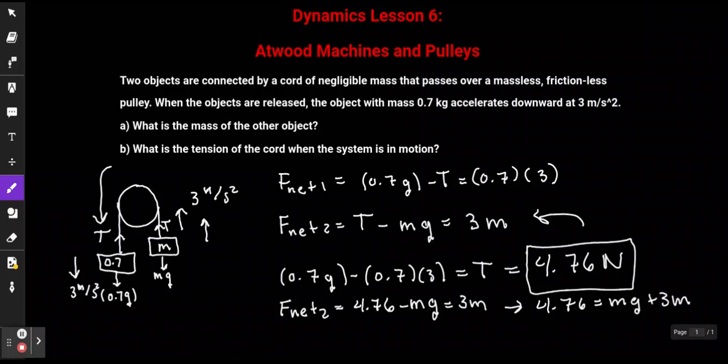Now we're going to factor out the m from that one side, such that our new equation is 4.76 equals m times g plus 3. And m is going to be equal to 4.76 divided by g plus 3. And let's plug this into our calculator. 4.76 divided by 9.8 plus 3 gives us a mass of 0.37 kilograms.